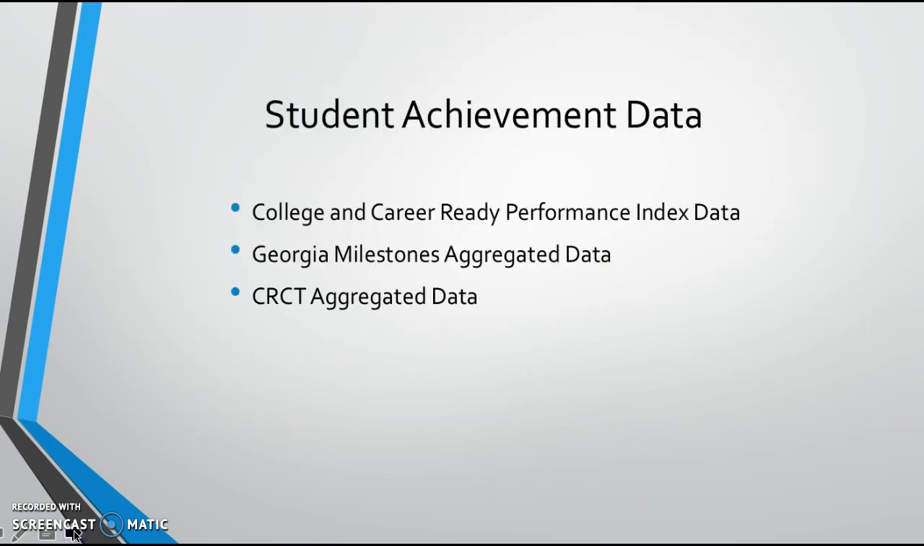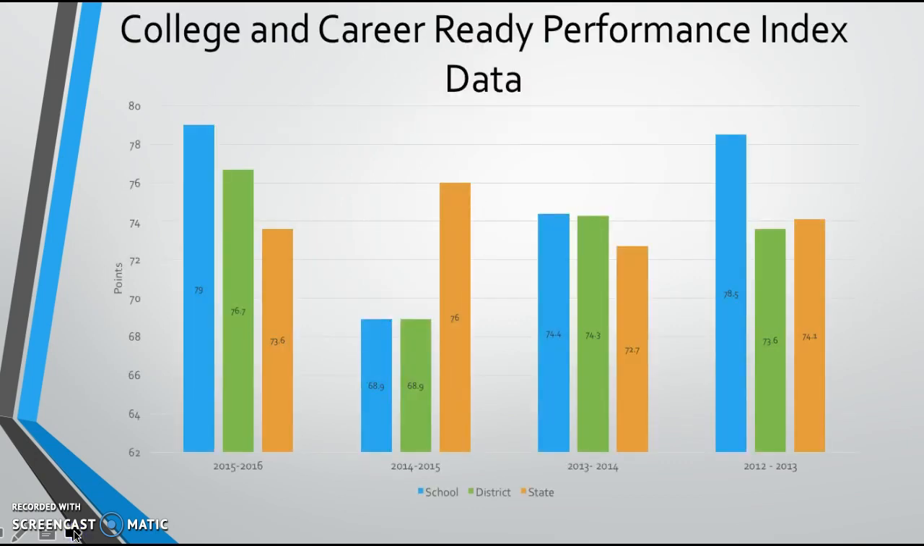Now we are going to look at student achievement data. First, we will look at the CCRPI score and compare the schools, the districts, and the states. We will also look at Georgia Milestones and CRCT data. Finally, we will look more closely at the Georgia Milestones data to determine specific strengths and areas of improvement.